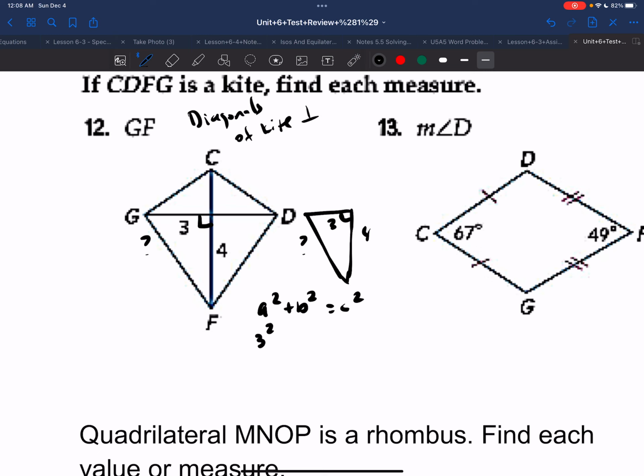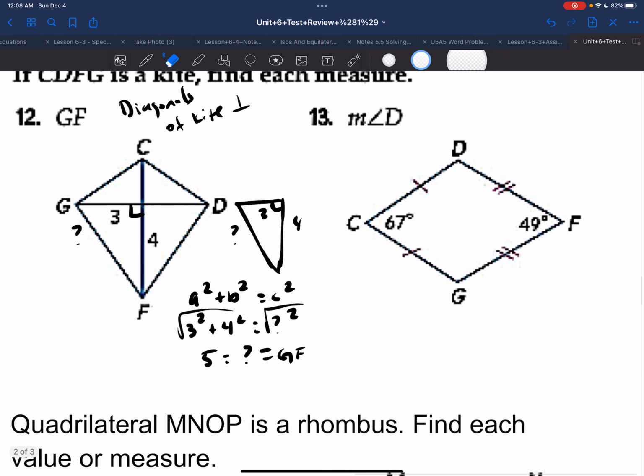So if I put it all together, I do 3 squared plus 4 squared, which is equal to my question mark squared. Take the square root on both sides. That's just going to give me 5 equals my question mark, which is GF, the length of GF that I'm trying to figure out.